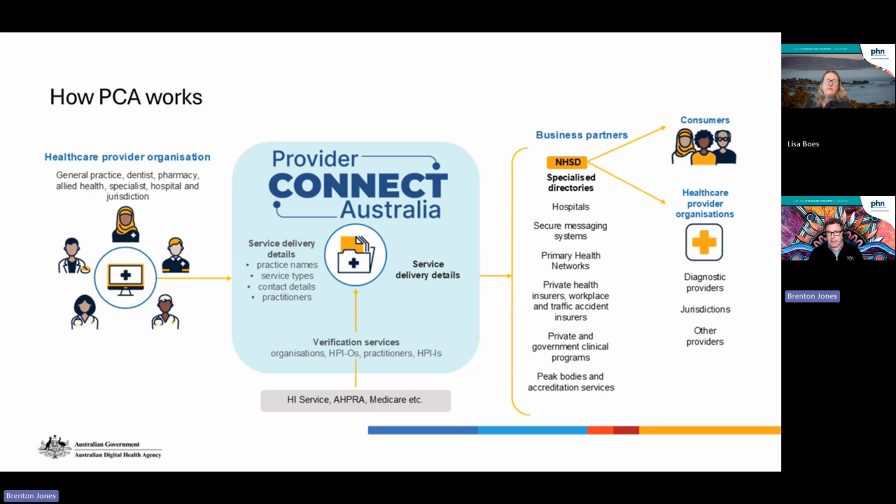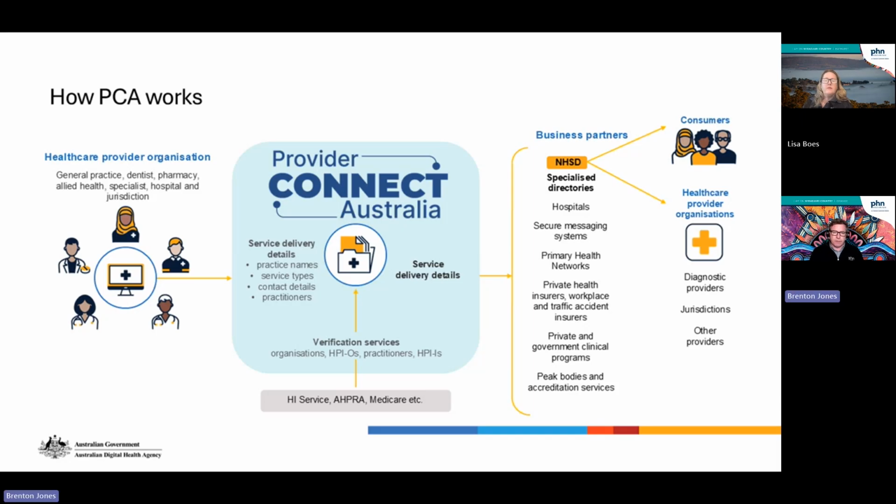And not only does PCA store and share this information, it verifies it. It's a trusted source of verification. It verifies it by cross-referencing the Australian Business Register to validate ABNs. We use ABN information with APRA and the HI service, which verifies a practitioner's HPII, for example, and organisations in real time. And then we move to the right.